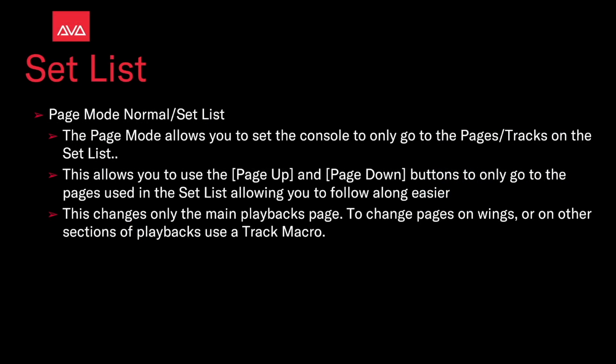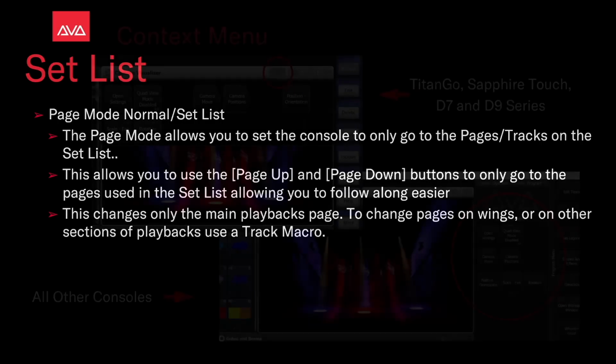Let's talk about some options in our set list. Page mode, normal or set list. Page mode allows you to set the console to only go through the pages or tracks on the set list. This allows you to use the page up and down buttons to only go to the pages used in the set list, allowing you to follow along easier. This only changes the main playbacks page. To change pages on a wing or on any other sections of the console, you'll have to use a track macro. We'll take a look at that a little bit later.